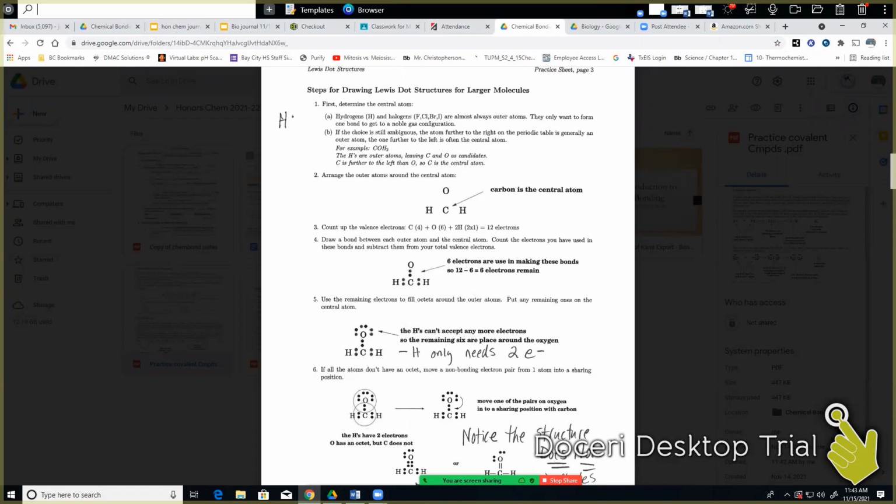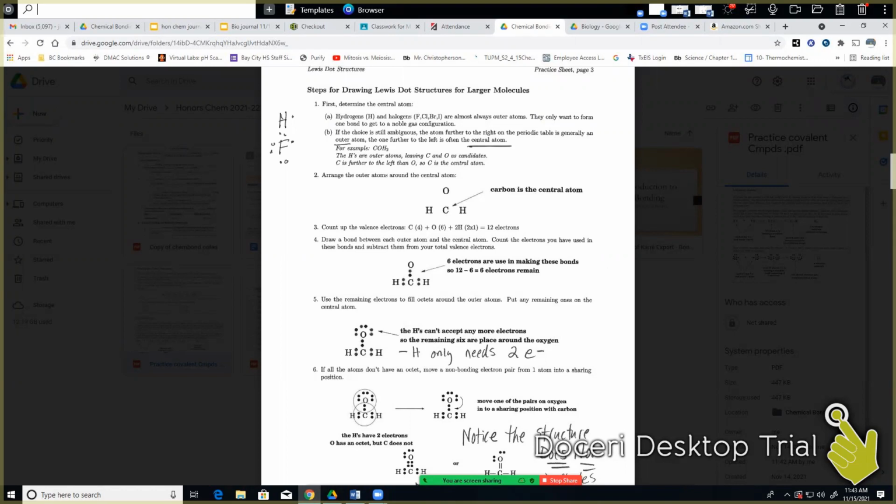And if you think about it, hydrogen, and I'm just going to use fluorine, they both only have 1 single electron, so they can only form 1 bond, so they have to be on the end somewhere. If after that you still have to make a choice between atoms to find the central one, the atom further to the right on the periodic table is usually an outer atom. So the one farther to your left on the periodic table is going to be your central atom.